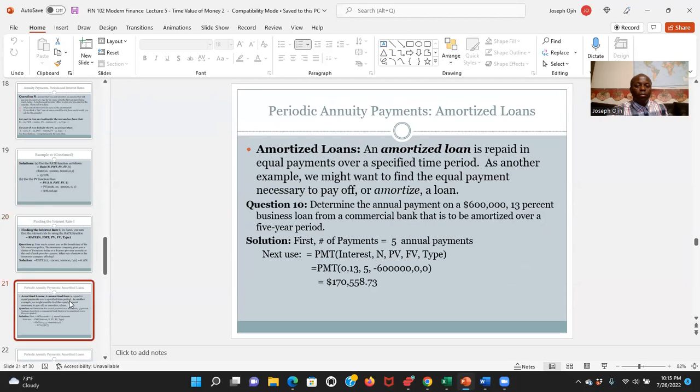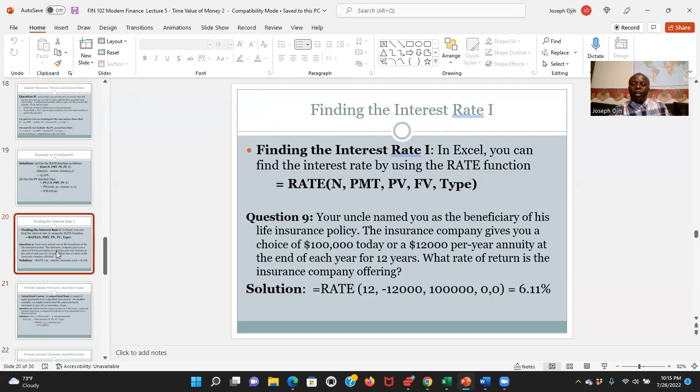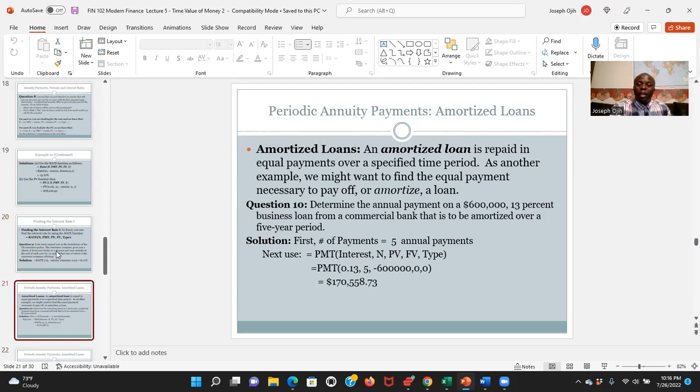I believe I've covered enough. Now you can know what an annuity is, how to calculate its future value and present value, how to calculate the rate of return, and so on and so forth. I hope you enjoyed my lecture tonight. In the next one, we'll be looking at amortized loans.